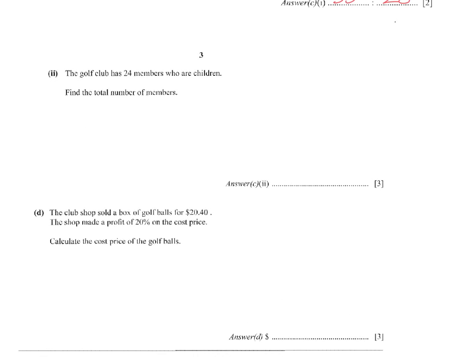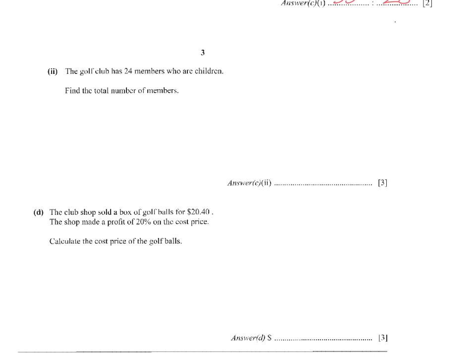you probably already saw it. I already have it here. There we go. So question II. So this is the next page. The golf club has 24 members who are children. Find the total number of members. Okay, 24 members who are children.